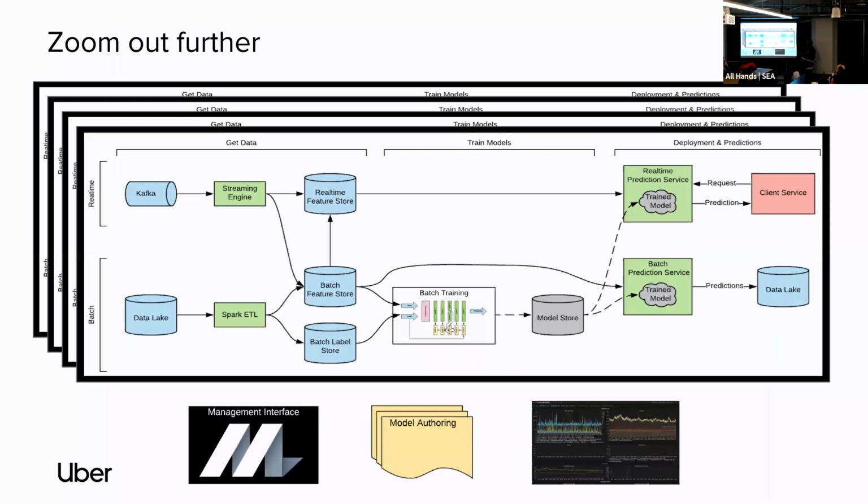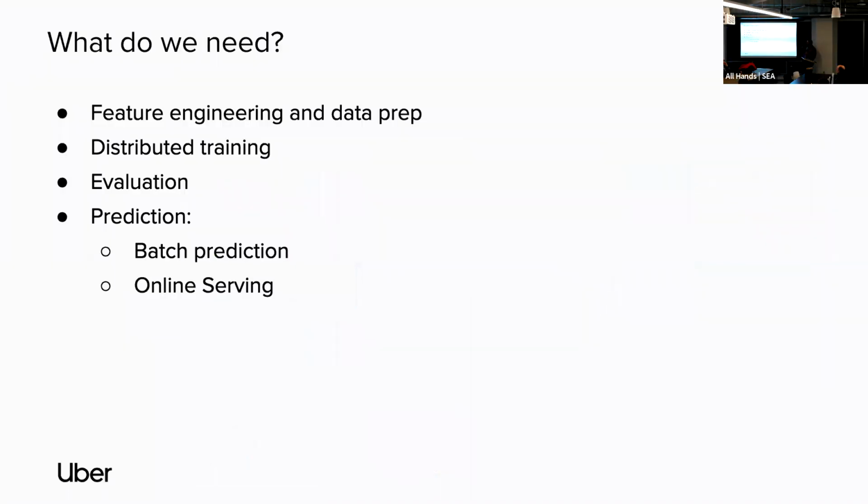And we can zoom out further. The complexity is more than just one model. It's multiple models that you have to handle, and multiple workflows that you have to take care of. So with that, what do we need to achieve these goals? We need to be able to quickly do feature engineering and prepare our data. I talked about Horovod, but I kind of assumed that magically you have your data prepared. That is not the case all the time. Somebody has to do that work.